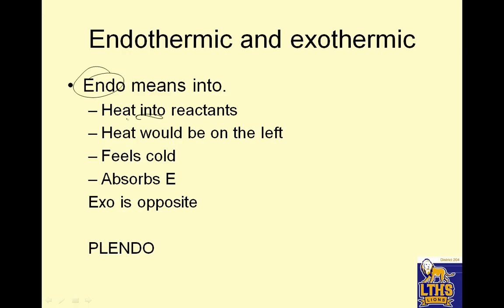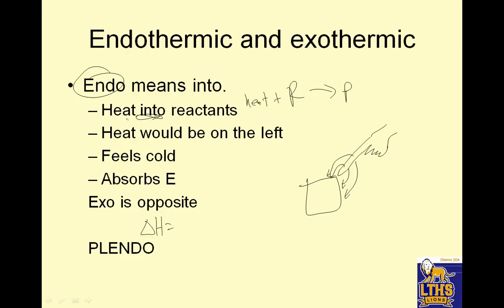Heat goes into the reactants. Heat would be on the left. So if I have reactants and products, if it's endothermic, I would have heat over here plus reactants. It would feel cold. If something is endothermic, it absorbs heat. So if this is my finger, if I touch it, it's taking my heat. I think of it like the Dementors in Harry Potter taking your soul, but taking your heat. So it'll feel cold because it takes your heat. It absorbs energy. Exo is opposite. The other thing is sometimes heat is shown as delta H equals heat. So for endo, delta H is positive. And for exo, let me do this. Endo means delta H is positive.